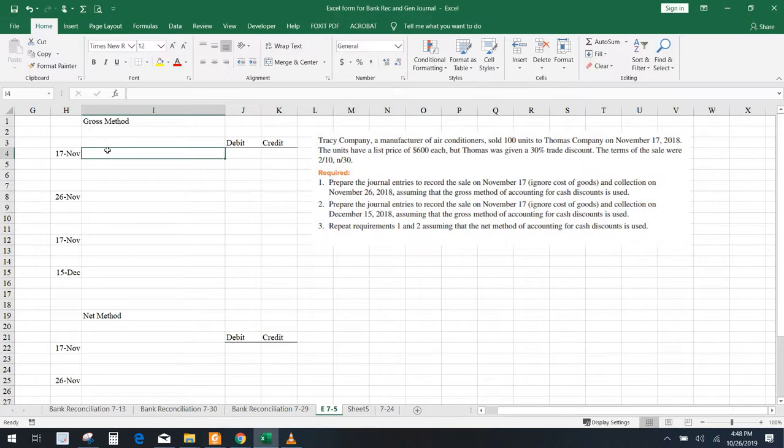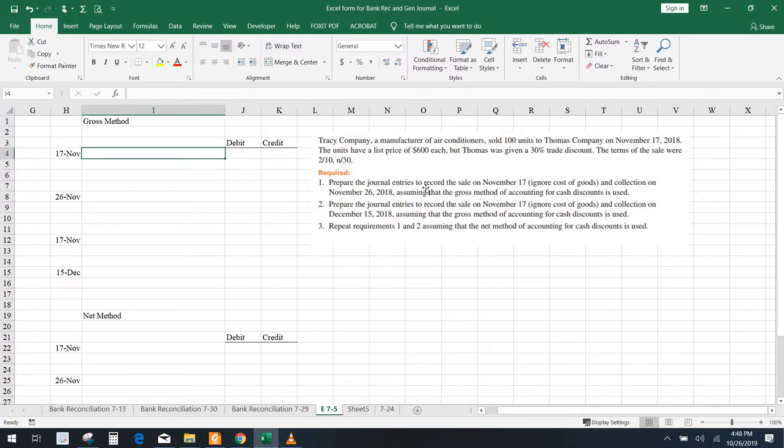So in the first example, from November the 17th to November the 26th, we're using the gross method and they will receive a discount because they're in the discount window. In the second part, we're going to use the gross method, but they will not receive a discount because they're not in the discount window. And then we're going to repeat that same process, except instead of using the gross method, we're going to use the net method. So let's just get started.